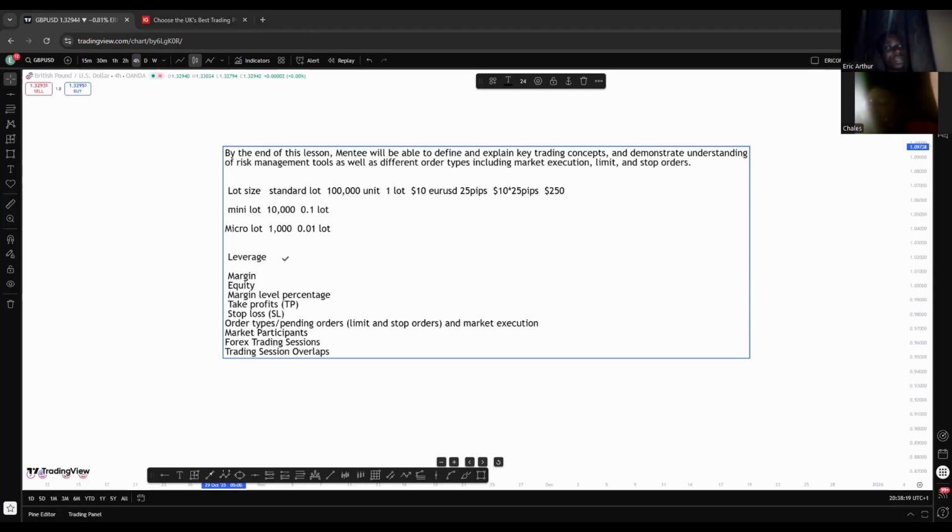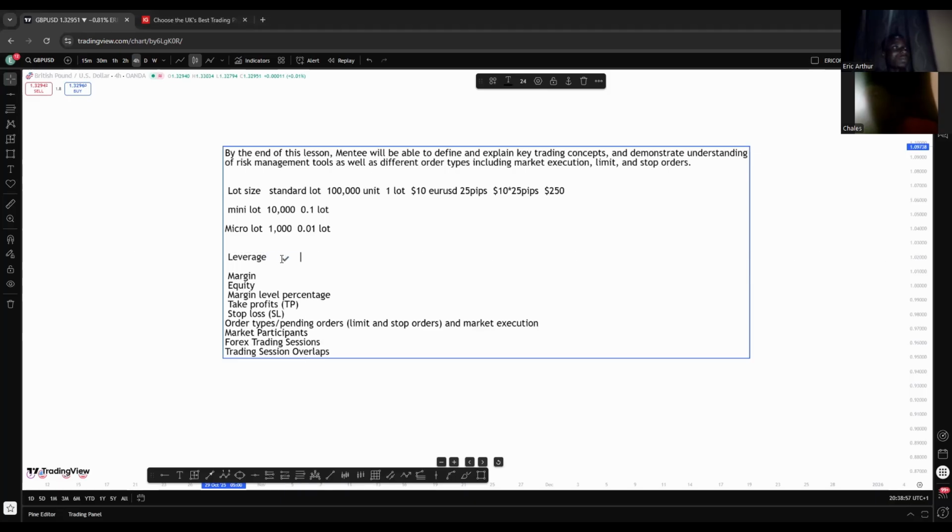Okay. So leverage is a tool that allows you to control a much larger trading position than the amount of money that you have in your account. You get it? So think of it like a loan from your broker. And it's expressed as a ratio, like the way you said, 500 to 1, 50 to 1, 100 to 1. You get it? Yeah. So that's how leverage works.